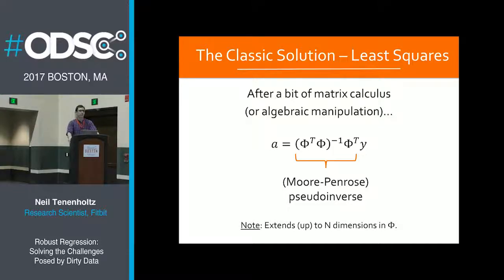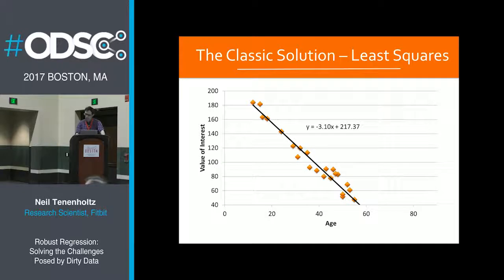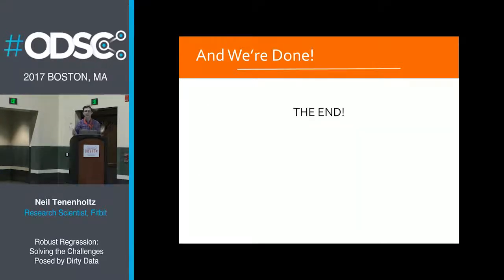If you have n dimensions and n data points, you have an exact solution. Otherwise, you have to solve the least squares problem. And so at the end of the day, you get something like this. A line that goes through your data. I did this in Excel embedded in PowerPoint because I wanted a quick solution. And you get some numbers, and you're happy, and your day's done. The end, talk over, let's go home.